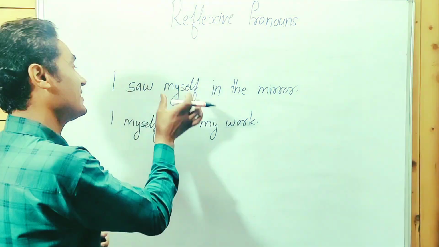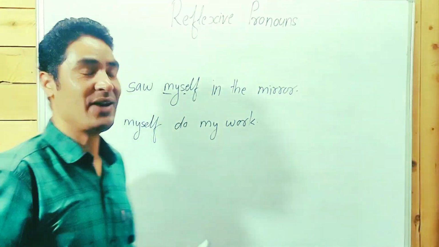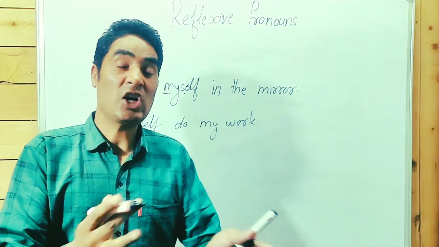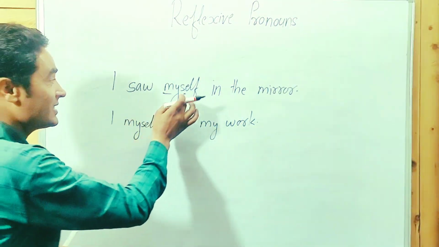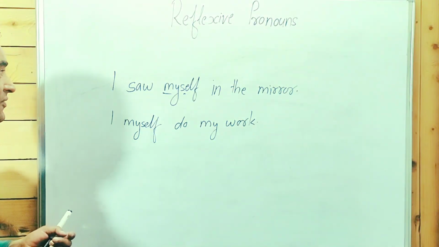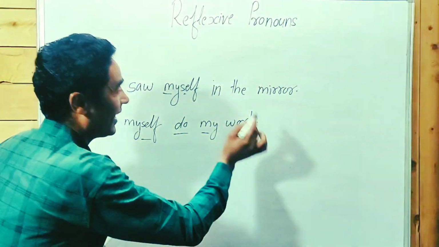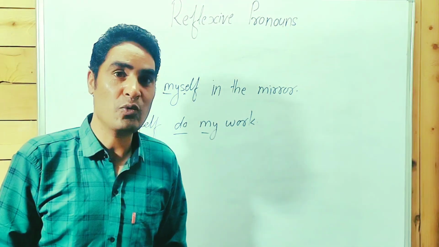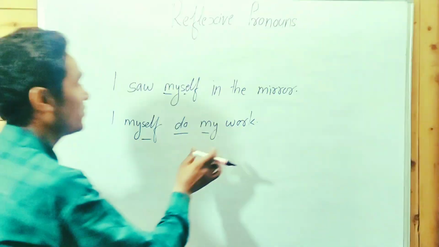I saw myself in the mirror. She saw herself in the mirror. He saw himself in the mirror. You saw yourself in the mirror. It's a reflexive pronoun: myself, yourself, ourselves. But in this sentence, I myself do my work. She herself does her work.